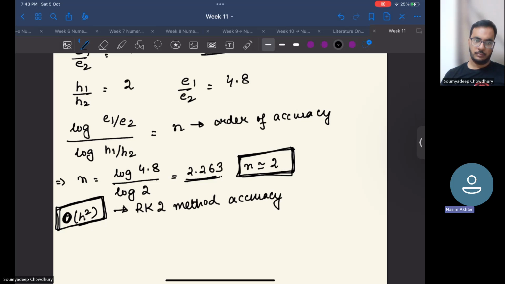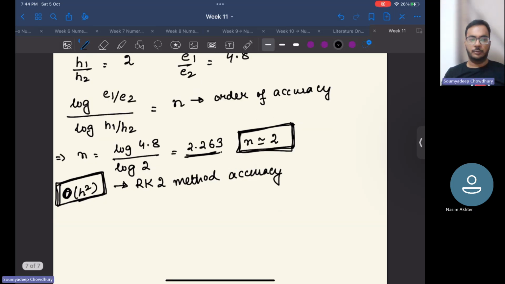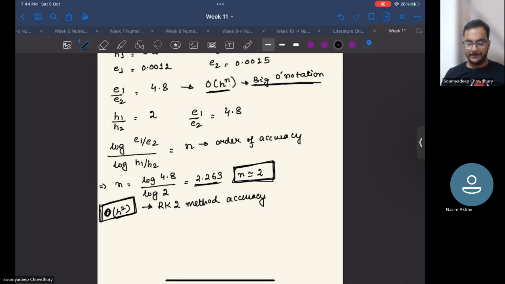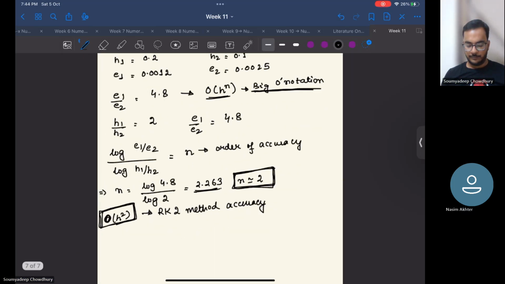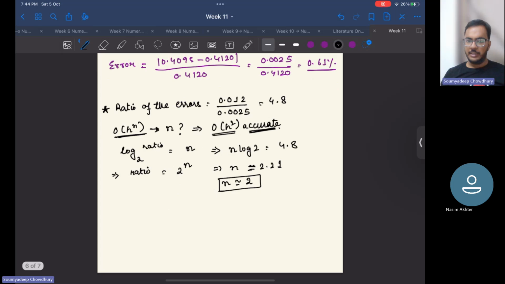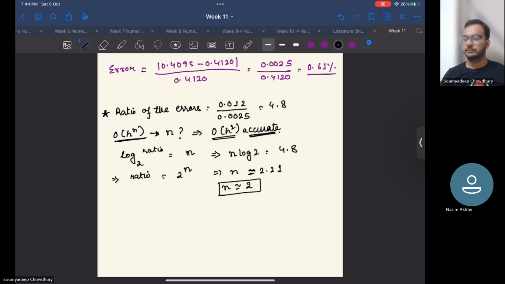Is this log a log to the base 2 or the natural log? Anything you can do, because we are taking the ratio, it will not depend. ln also you can do, or log to the base 10. Okay, understood. Because we are taking the ratio of two logarithms, the base will not matter here. Clear, right? Yeah, it is clear.